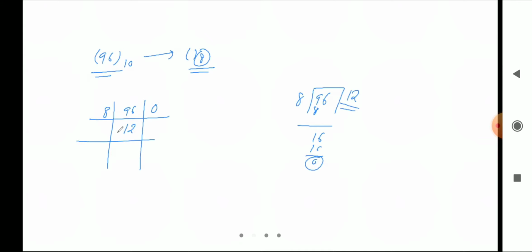Let's see the next one. We'll divide 12 by 8. If we divide this one, 8 ones are 8. What are we doing? We are dividing 12 by 8. So 8 ones are 8, and the remainder is 4. So here the remainder is 4.